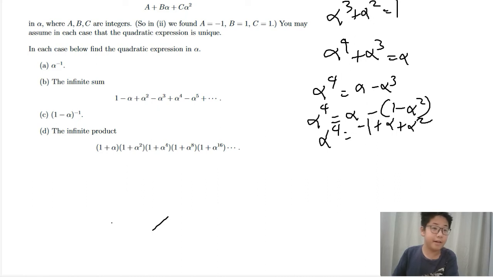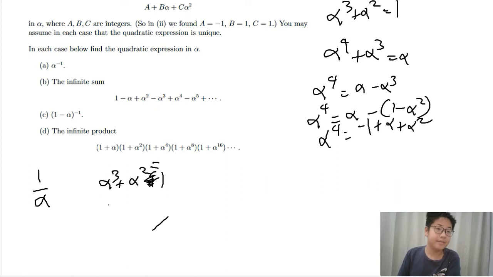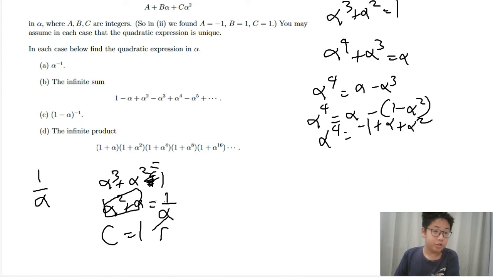First, the inverse of alpha, alpha to the minus 1, or the reciprocal of alpha. What do we do? We use the defining equation. Again, we always use definitions. And then we divide everything by alpha. Great, so here's our quadratic expression. Let's just write down the coefficients to make it clear.